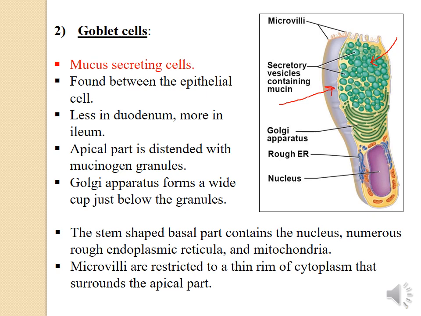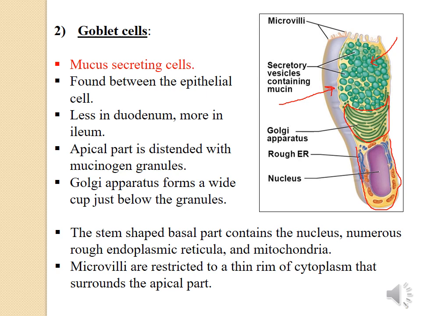The Golgi apparatus forms a wide cup just below the granules. All this part is occupied by the Golgi apparatus. The stem-shaped basal region of the cell, notice the stem-shaped part, contains the nucleus, numerous endoplasmic reticula, and mitochondria. Finally, microvilli are restricted to a thin rim of cytoplasm that surrounds the apical part. So it is just on the rim of the apical part and does not cover the entire apical surface.